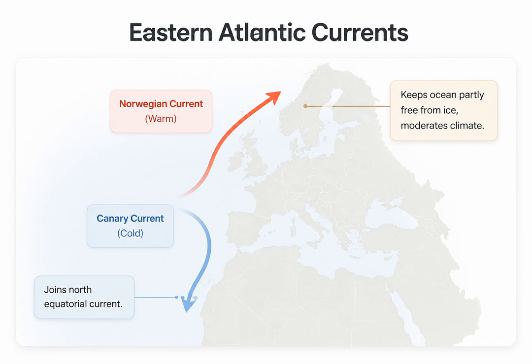The northern branch becomes the warm Norwegian current. This is incredibly important because it keeps the ocean north of Norway partly free from ice, allowing Russia to move cargo through the Barents Sea even in summer. The southern branch flows down between Spain and the Azores as the cold Canary current, which eventually rejoins the equatorial currents to complete the circuit.